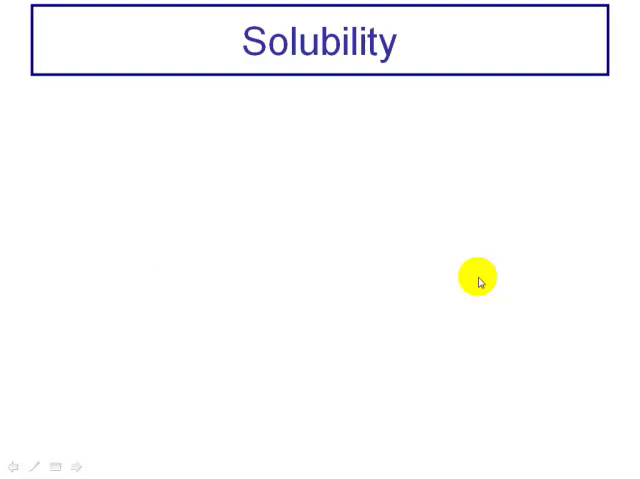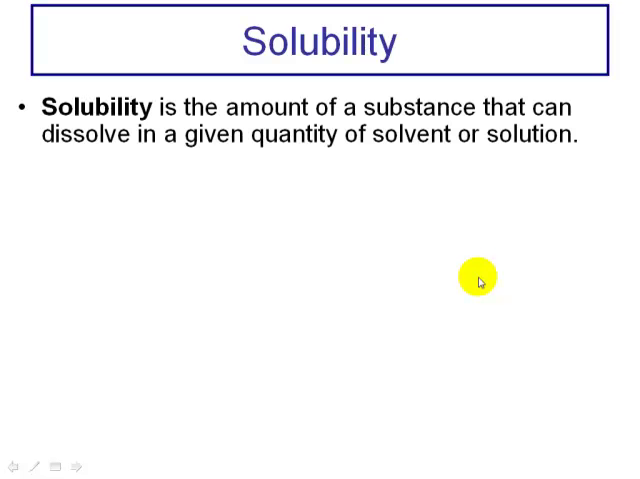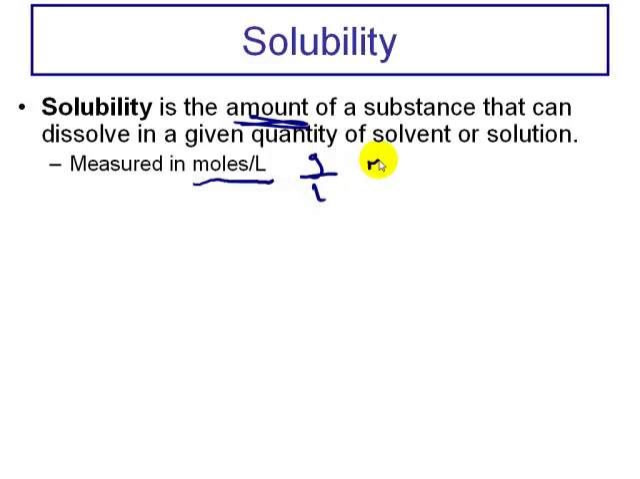When you see this word solubility, if I ask you to find the solubility of something, or if the AP test asks you to find the solubility of something, solubility is the amount of substance that can dissolve in a given quantity of solvent or solution. And this is most typically going to be measured in molarity, which is moles per liter. You're going to be finding the number of moles of something that will dissolve per liter of solution. But of course, you could have to find this in different terms. You could also have to solve for solubility in grams per liter, or milligrams per liter, or milligrams per milliliter, or some other unit. But these can all be derived from molarity.